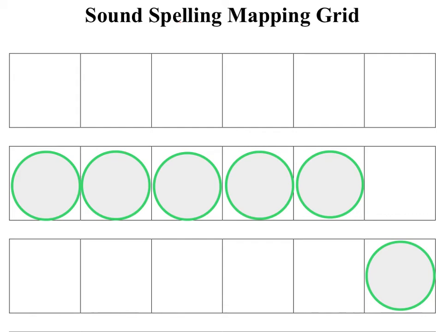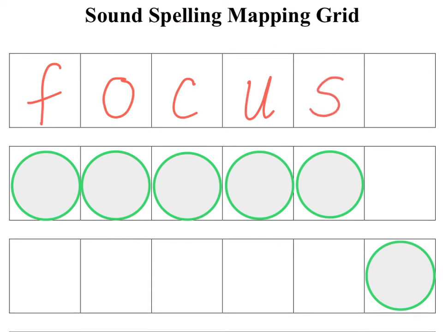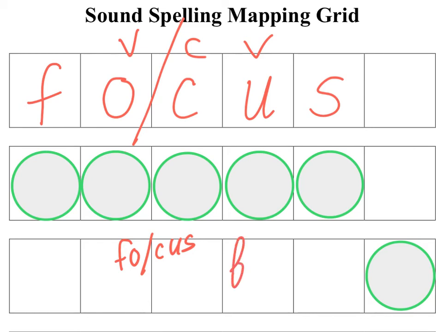So, F, O. O says its name. K is C. U, S. Focus. Let's check the pattern. Vowel, consonant, vowel. And because I hear that long O, I'm going to divide it before my consonant, the C. So when I write it, O, K, S. Focus. It's separated after that first vowel in the pattern. And when I write it in cursive, here's what it would look like. We need to focus on our work.